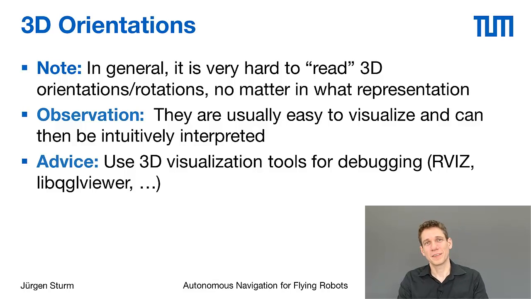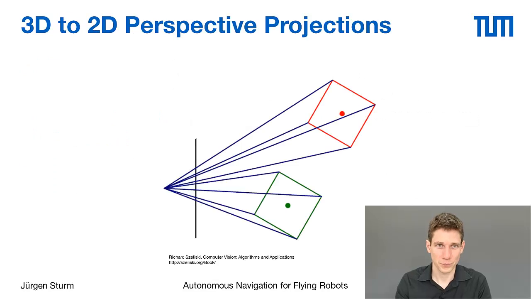But one thing that can help you here, because you need to debug your programs at some point, is to use good 3D visualization tools. For example, under Linux, when you use ROS, the Robot Operating System, there is a tool called RViz. Under C++, there is the libQGLViewer. And of course, for our online exercises, we have this WebGL-based 3D viewer that will help you to determine whether your orientations and rotations are right.